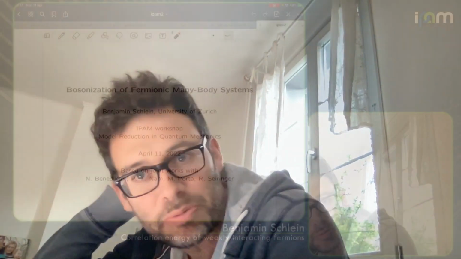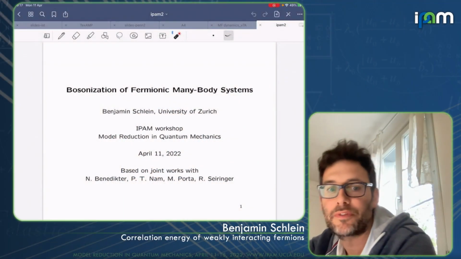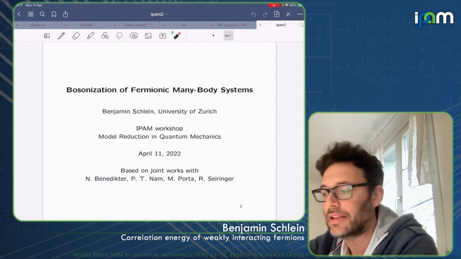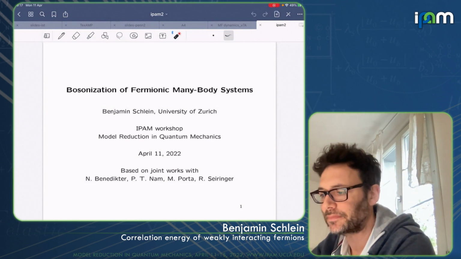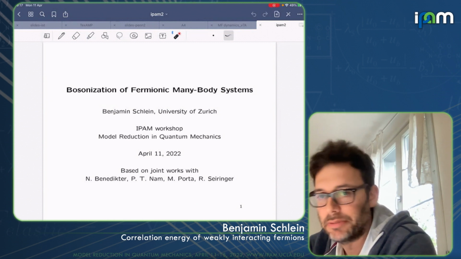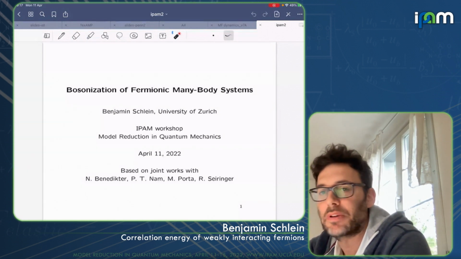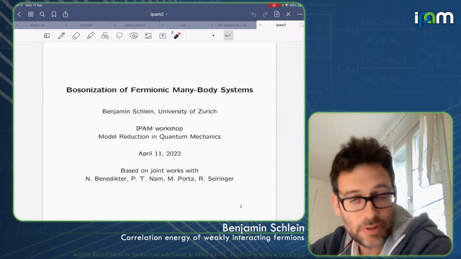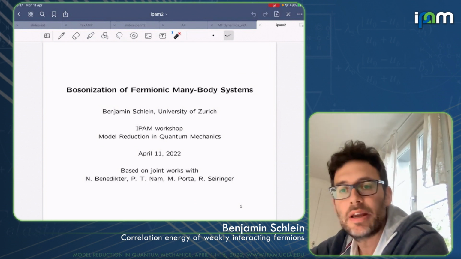Good. So I would like to talk today about some results that I obtained in a series of collaborations with Nils Benedikter, with Marcello Porta, and with Robert Seiringer. And these works have dealt with systems of fermions in a certain mean field regime that I'm going to explain later.